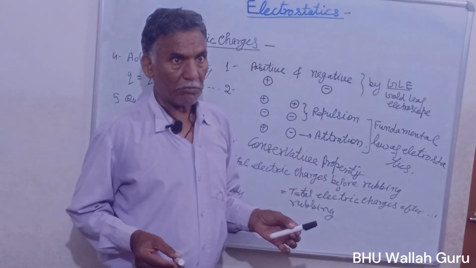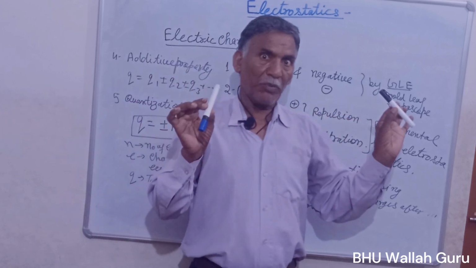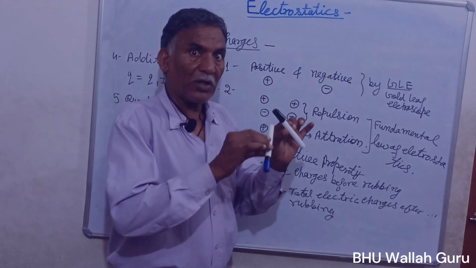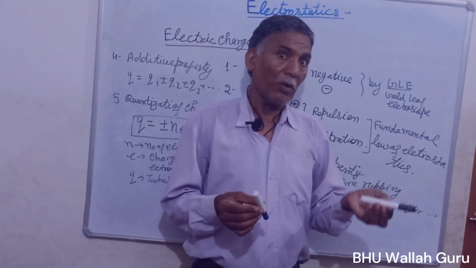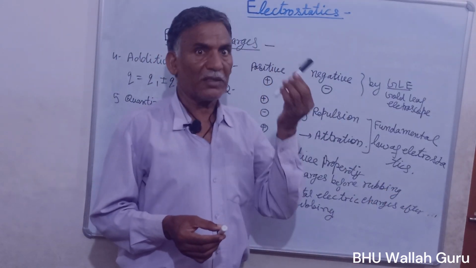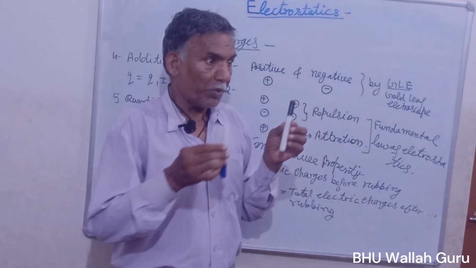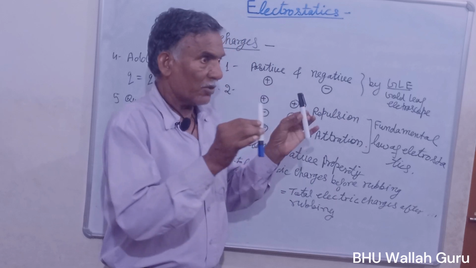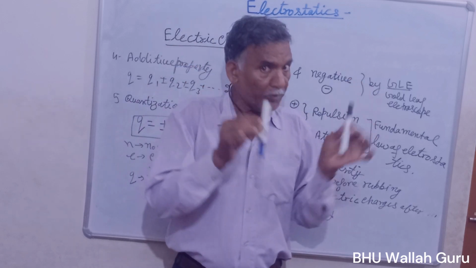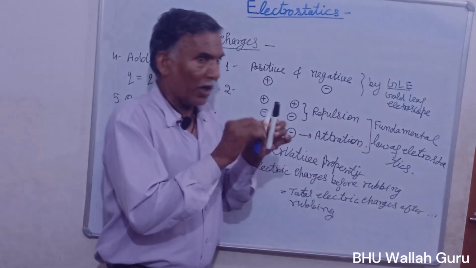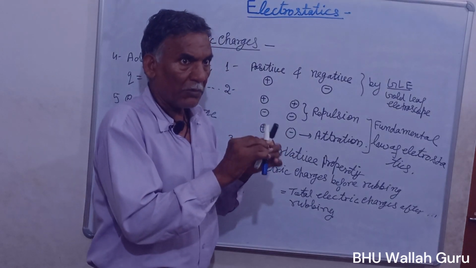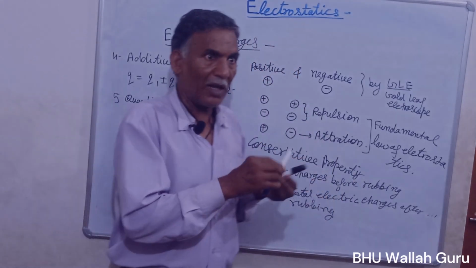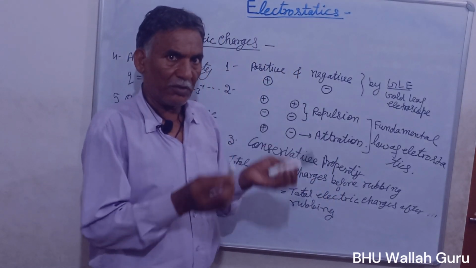Before rubbing, both the materials were electrically neutral because neither had a tendency to attract like particles. So before rubbing, the total charge on the body was zero. After rubbing, if it acquires one positive, it will acquire one negative. So the total charge is one positive plus one negative, which is zero.